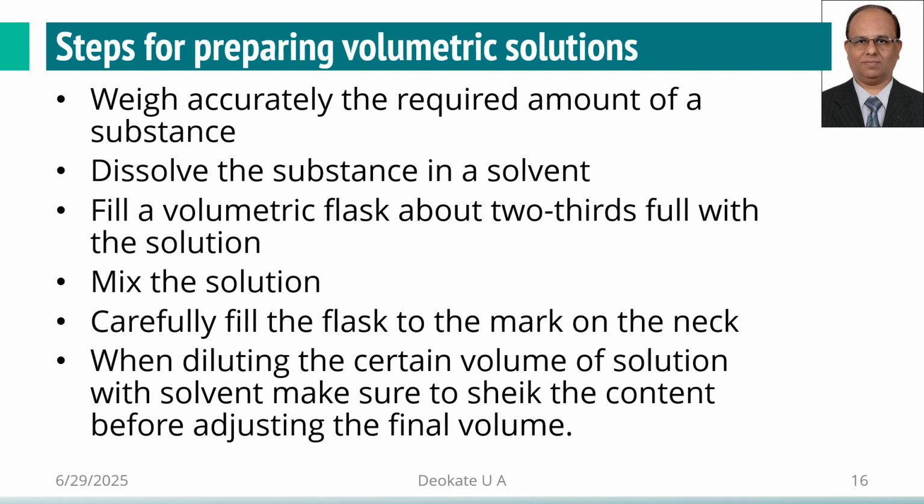Dissolve the substance in solvent. Fill the volumetric flask about 2/3 full with the solution. Whenever we are using a volumetric flask, use the volumetric flask with a lid. And this volumetric flask has one volume marking. Many students do one thing: if 1 ml is to be diluted to 10 ml, they take 1 ml and add 9 ml with a pipette. That is the wrong procedure. You have to use volumetric pipettes or volumetric apparatus only, volumetric flask only, to prepare the solution.